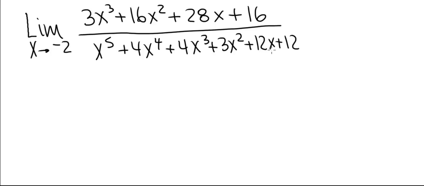So if we plug in minus 2 for x, we end up with 0 in the numerator, and you should check this for yourself, and 0 in the denominator, which says that this function has an indeterminate form of 0 over 0 at x equals minus 2. That means we can apply L'Hopital's rule, and L'Hopital's rule says the following.